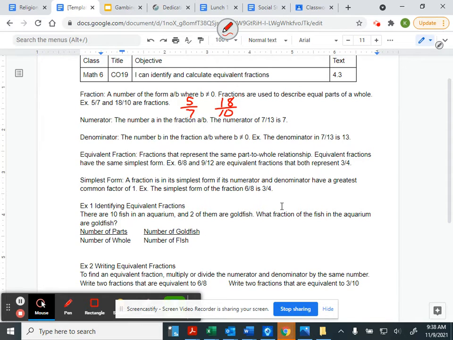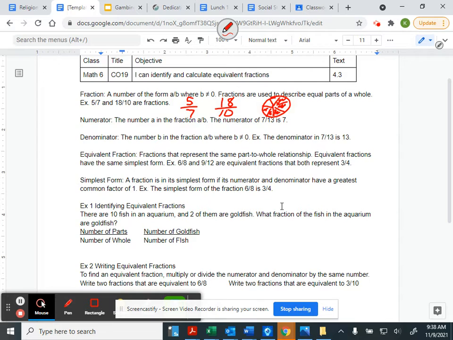When we say that it is a part of a whole, if it is 5/7 of a whole, you think about it being broken up into 7 pieces. 1, 2, 3, 4, 5, 6, 7. So 5/7 would be 5 sections of that whole. So how many colored in out of how many possible?